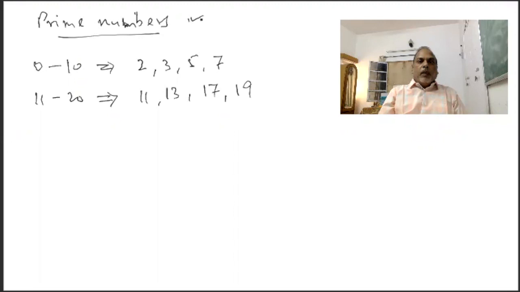So we were talking about prime numbers. If you see from 0 to 10, you'll find these are the prime numbers. They are divisible by only one and the number themselves. From 11 to 20, these are 11, 13, 17, 19. They are the prime numbers. So likewise, from 0 to 100, you will find 25 prime numbers.